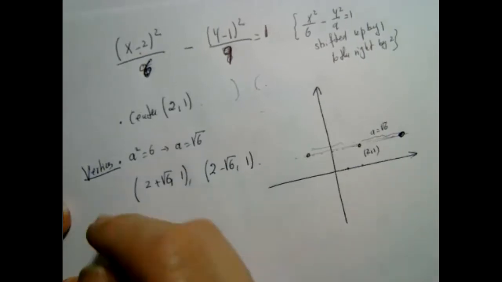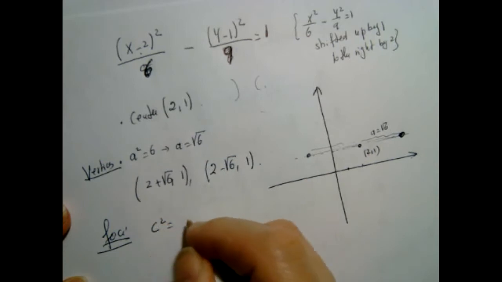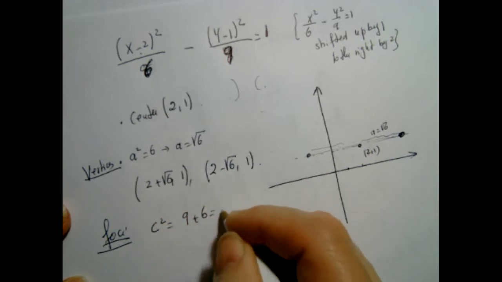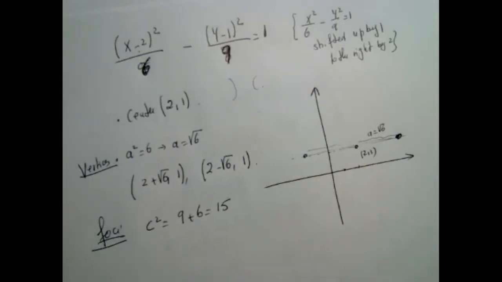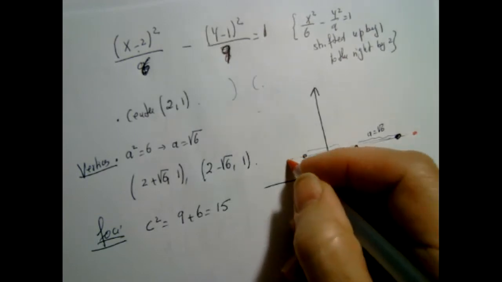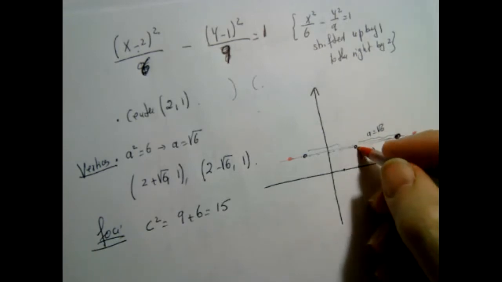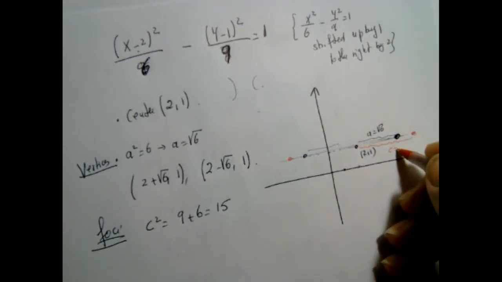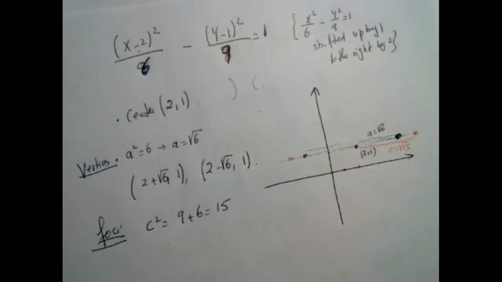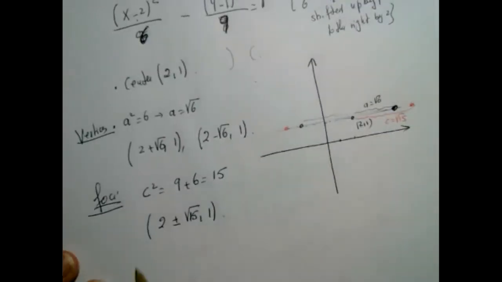Now the foci. Okay, c squared is 9 plus 6, which is 15, which means that the foci will be inside here, somewhere here and here. So this is my C. That's the square root of 15. And the foci are going to be, you can write them in one writing, 2 plus or minus square root of 15, and 1. And finally, the asymptote.